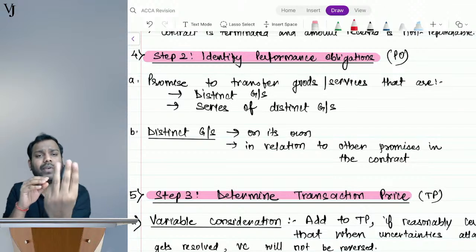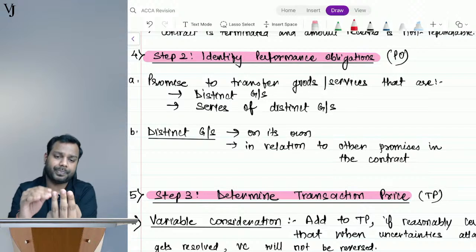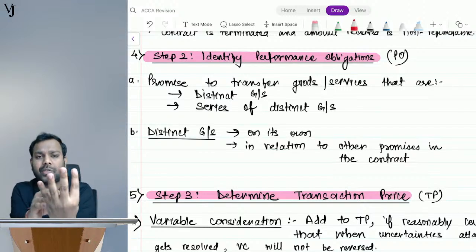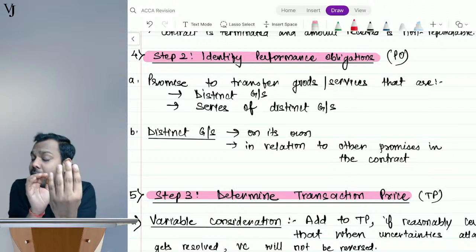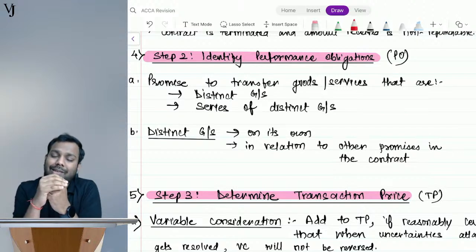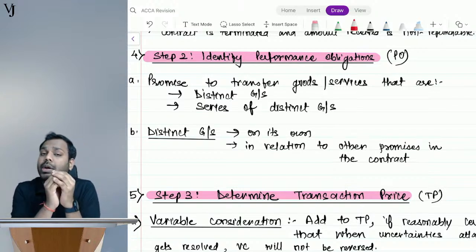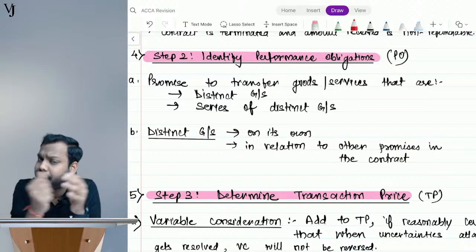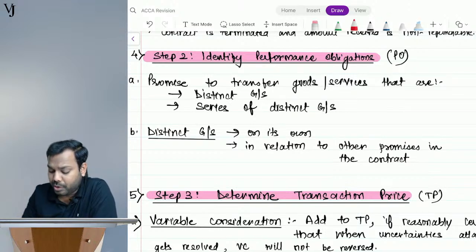Now, when you identify the promises, let's suppose there are 4 promises made in the contract. I am saying promises. The standard says that a distinct promise to transfer goods or services is called a performance obligation. Now, what is the meaning of distinct? The standard says either a distinct promise to transfer goods or services is called a performance obligation, or a series of distinct goods or services is called a performance obligation.